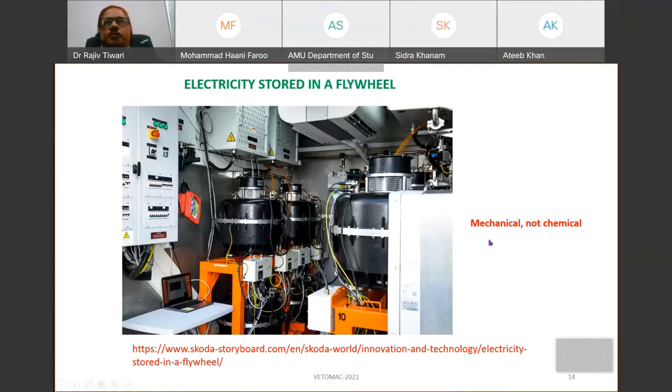And the best part is, this is a mechanical device, there is no chemical in this, so it is environment friendly also, and the life is very long, maybe 20 years for one particular device, unlike chemical batteries, which need to be replaced after every 3 years.